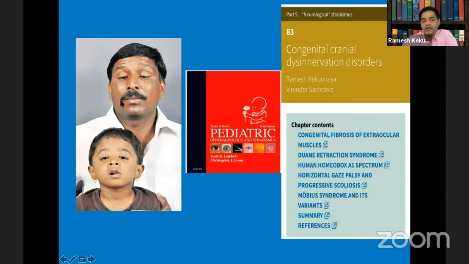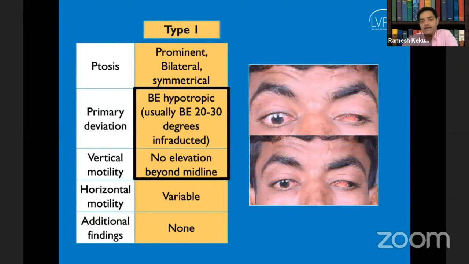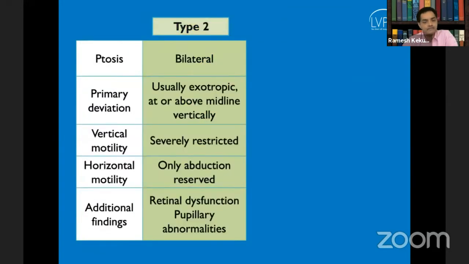Autosomal dominant, you can see in this picture here. Type 1 is hypotropic. Mostly they have the autosomal dominant type of variety. Type 1 can have exotropia, as you can see here, exotropia as well as hypertropia. The elevation is not usually beyond midline, and there could be a perverted convergence on upgaze.